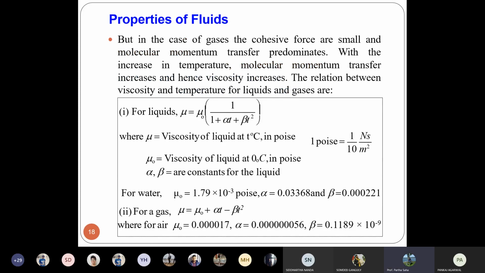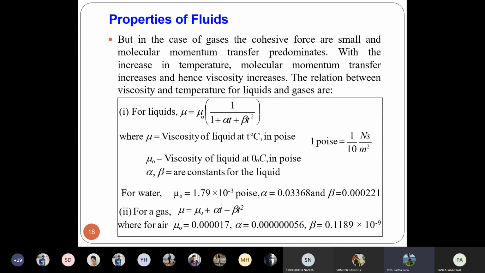So if I put together these equations or the relationship between the viscosity with this parameter, you can see for liquid it is nothing but mu equal to mu0 into the inverse of 1 plus alpha t plus beta t square, where mu is the viscosity of liquid at a certain temperature, mu naught is the viscosity of liquid at 0 degrees C, and alpha, beta are constants for the liquid.